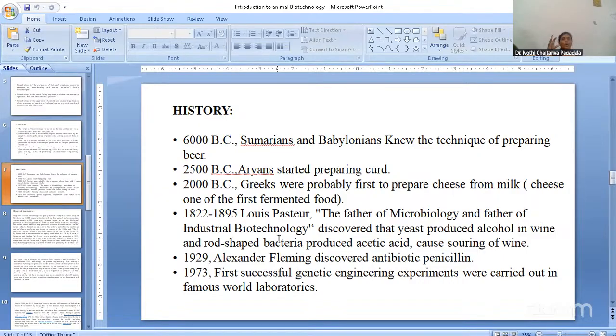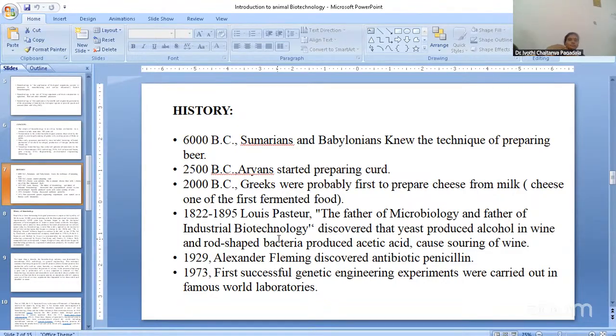As a side note, around 6000 BC the Sumerians and Babylonians knew the concept of wheat production. After that, the Aryans started preparation of curd. In the same era, the Greeks were probably the first to prepare cheese. It is the first fermented food.